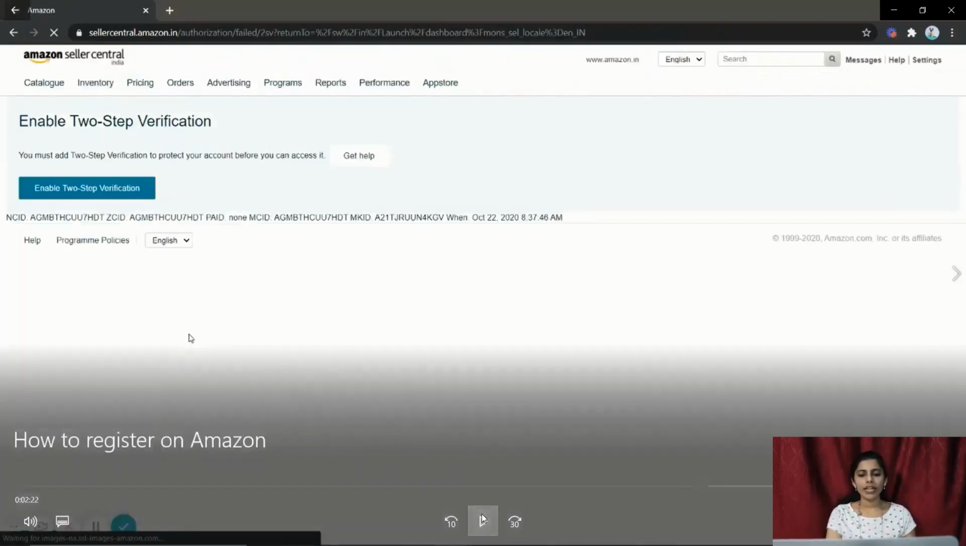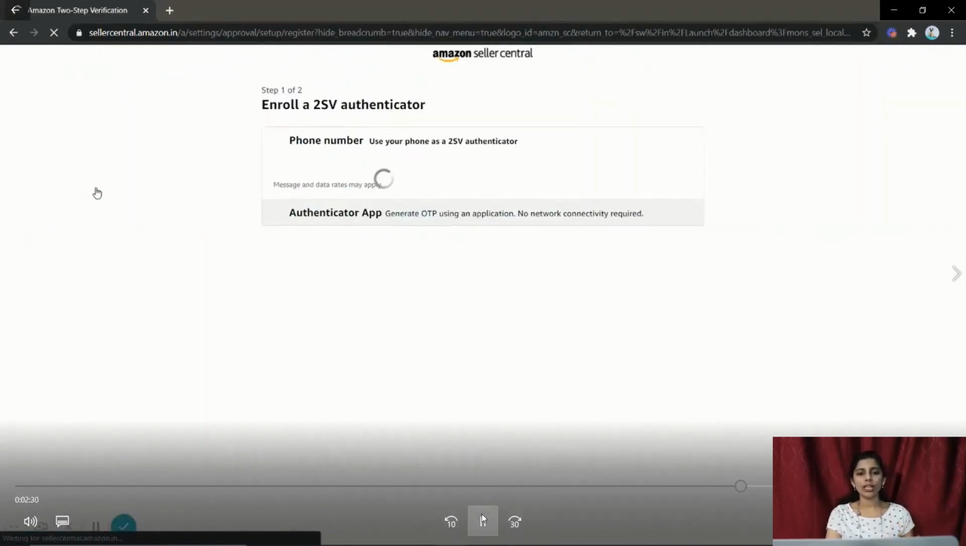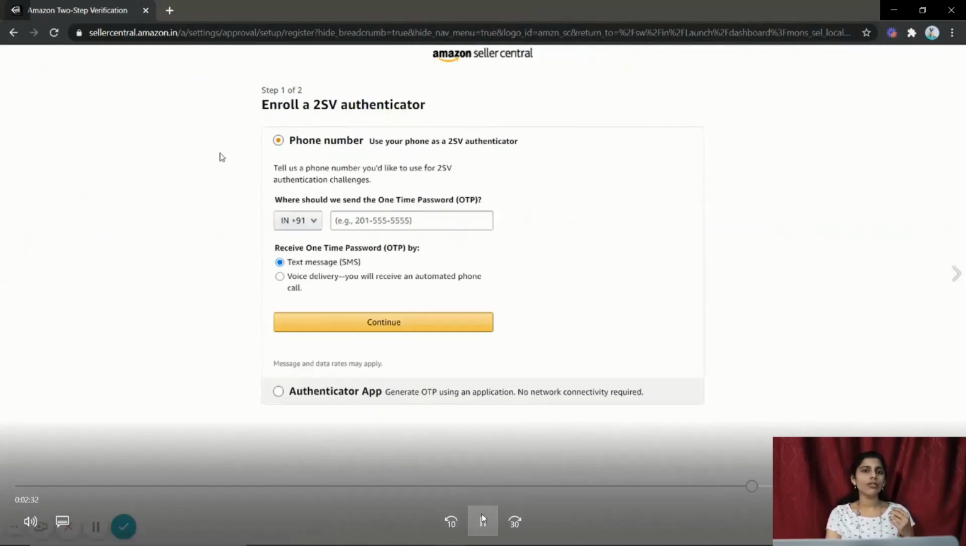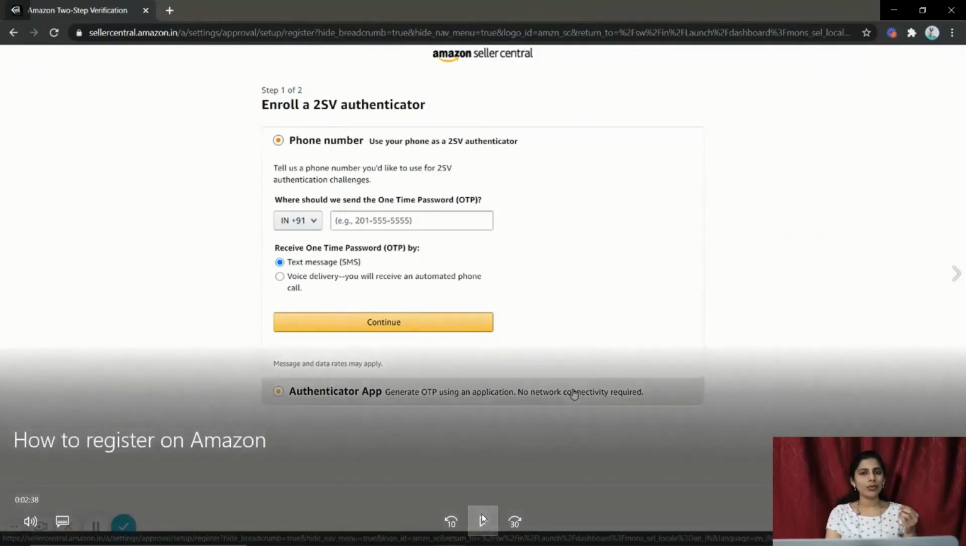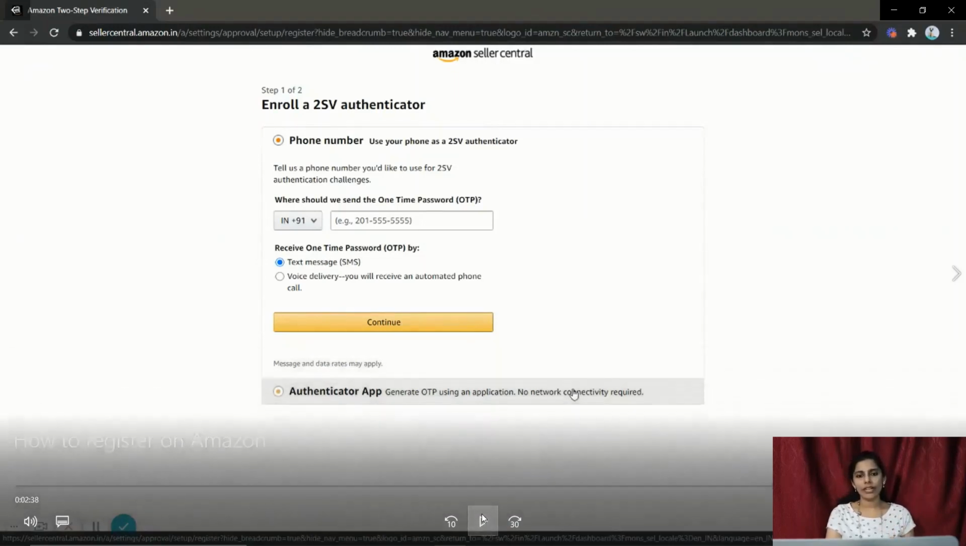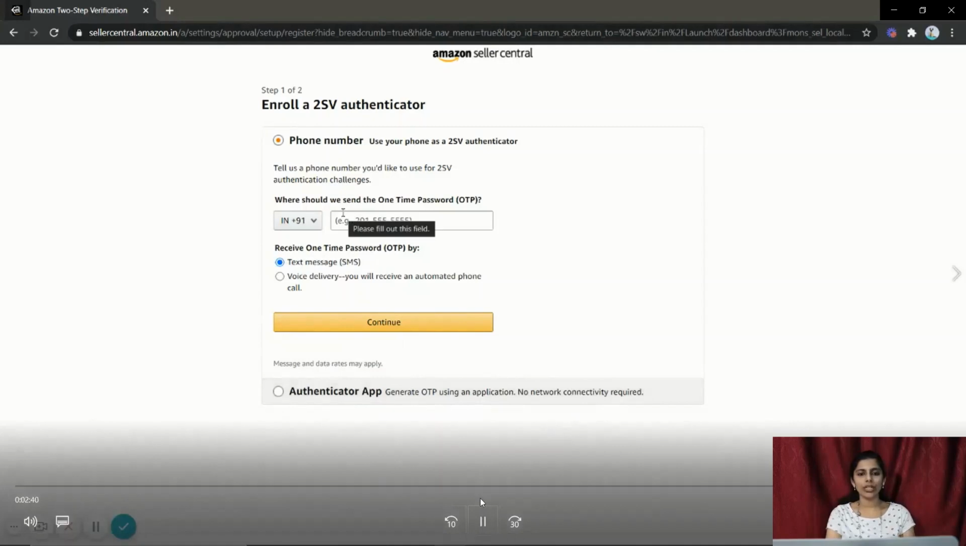Here, it will ask us to enable two-step verification, which means you will get an OTP to your mobile number every time you log into your account. So in case you are sharing your username and password with someone, then also we need this OTP. So please enter your number, or you can go with this Authenticator app where you will download an app and you will get a code every time. It's up to you whether you select a phone number or the Authenticator app. Please complete this process. Only after this will your account be enabled.